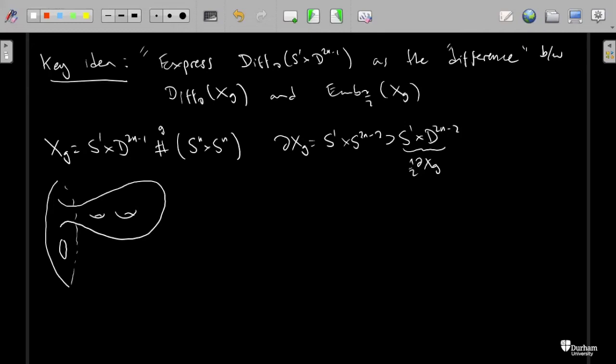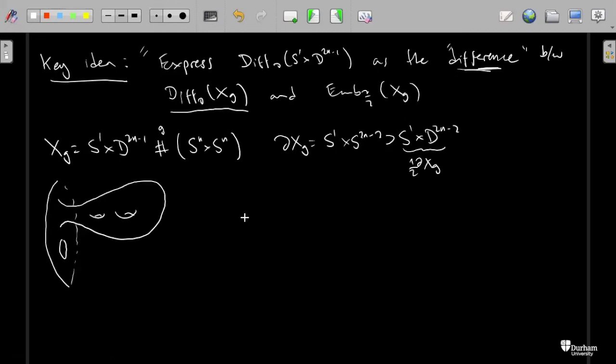When I write this symbol, this is diffeomorphisms of this manifold which are the identity near the full boundary. And these are self-embeddings of the same manifold, which have to be fixed on this part of the boundary. But they are allowed to move the other half. In particular, the other half could go to the interior of the manifold. And when I say express these diffeomorphisms as a difference, what I'm thinking is the following.